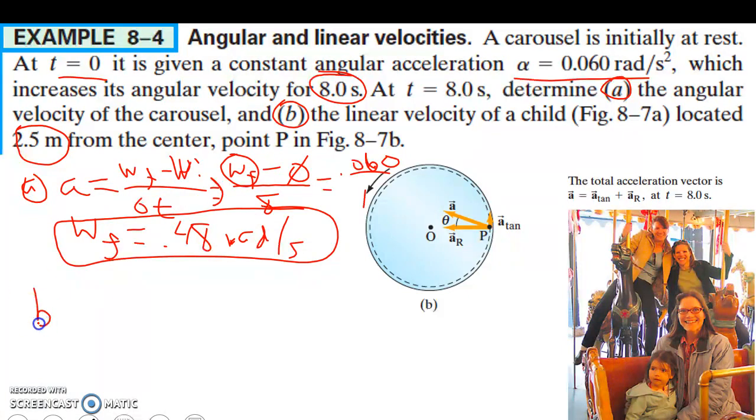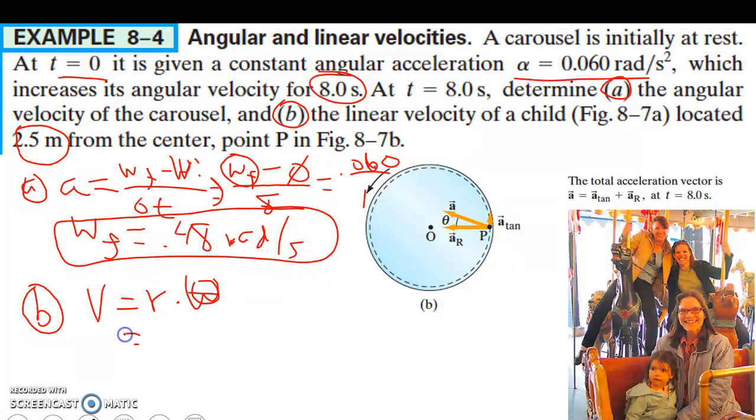So now, how does this apply to linear velocity? Okay, and that's our quick equation. Linear velocity is equal to radius times our angular velocity.